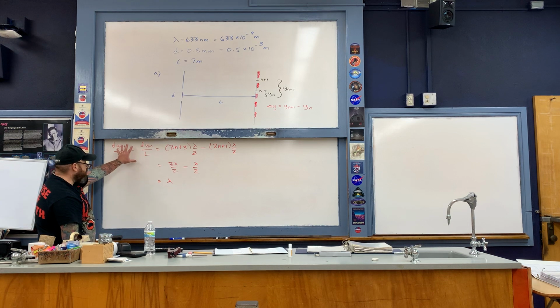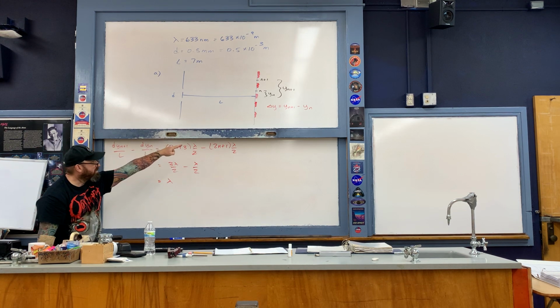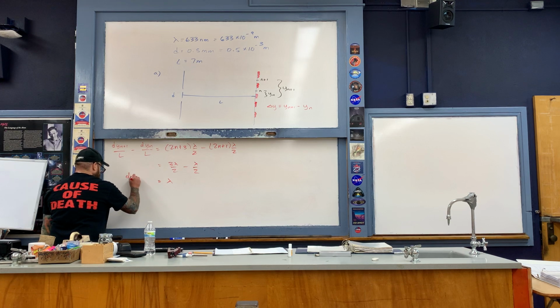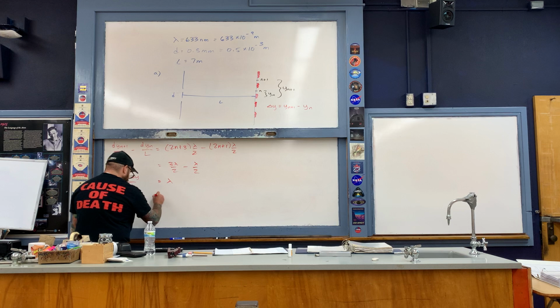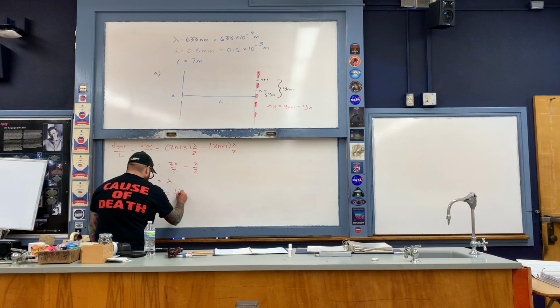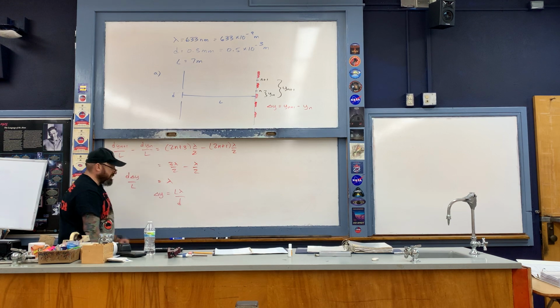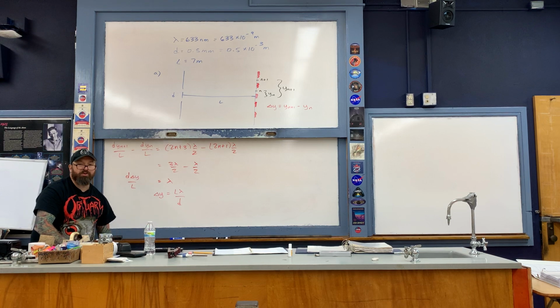Over on the left-hand side, it's the exact same thing as it was before. Factor out the d over L, and then you have y sub n plus 1 minus y sub n, which is the delta y. And then we solve for delta y. That then gives us this. This is the exact same expression as it was earlier for the bright fringes.